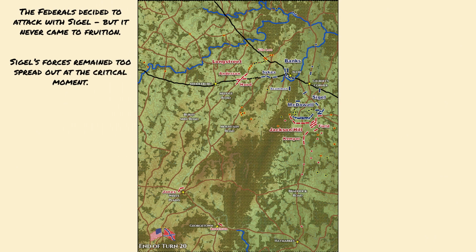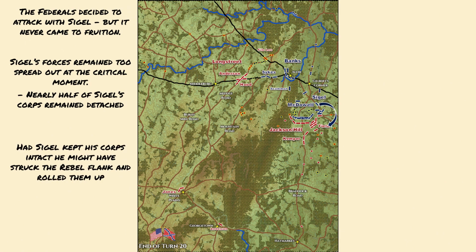Sigel's forces remained too spread out at the critical moment of the battle. Nearly half of Sigel's corps remained detached north of McDowell's position. Why were they detached? Well, there were various reasons. Some were building breastworks, while others were backing up parts of McDowell's corps, which it was thought were in jeopardy. But had Sigel kept his corps intact, he might have struck the rebel flank and rolled them up.